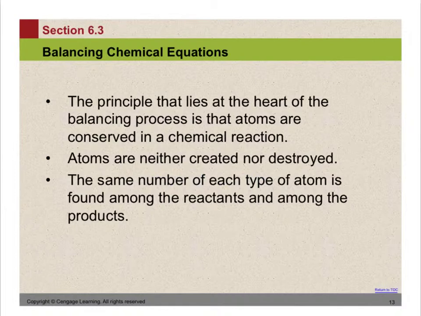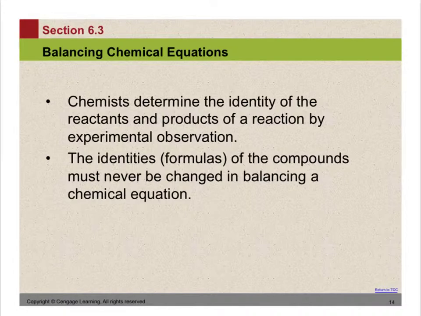So balancing an equation goes all the way back to the idea that atoms cannot be destroyed and atoms cannot be created. This always happens in all chemical reactions. The same number of carbon atoms on the left is going to equal the number of carbon atoms on the right. Now when chemists do a reaction, they want to determine what are the products formed. And the way they do this is by using physical properties.